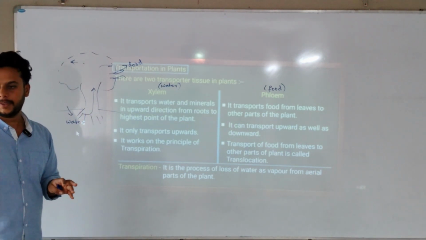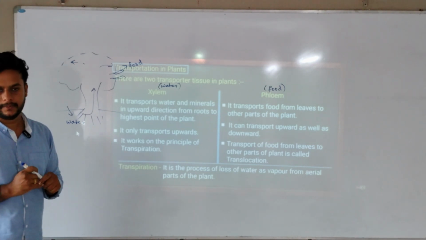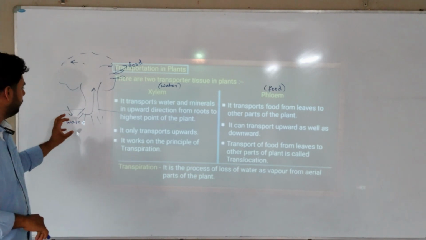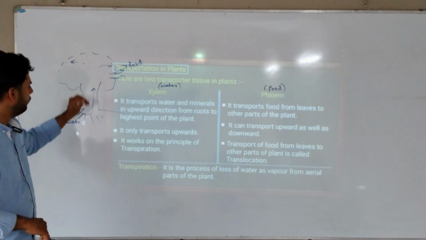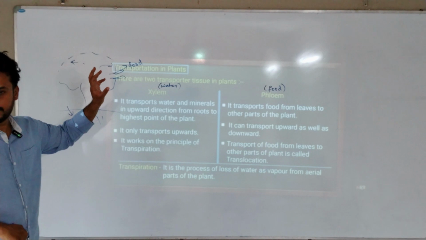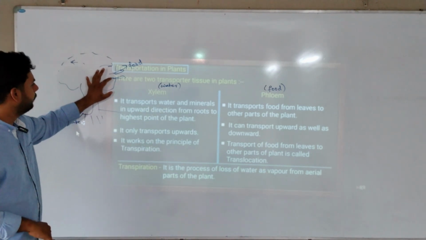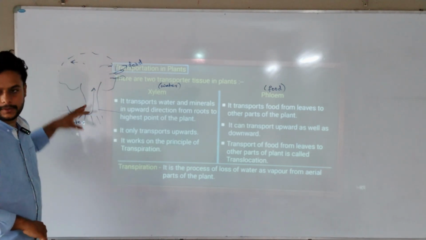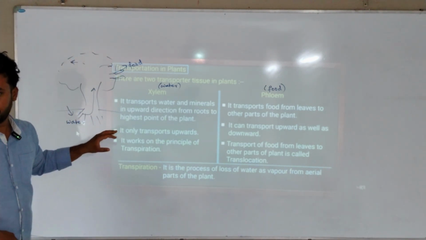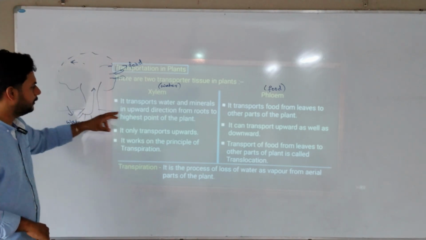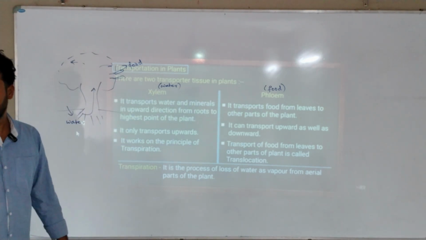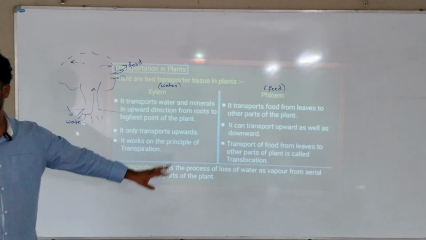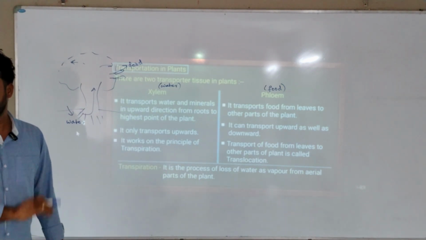Xylem means what? Stop writing. I will give time. When I am teaching, don't write anything. Xylem transports water and minerals in the upward direction from roots to all parts of the body. Phloem: the food is prepared in the leaves and transported from the leaf to all parts of the body. Getting? So here it's going in the downward direction, here in the upward direction. That's the first difference. This difference has been asked many times. Any question from 9th standard, 10th standard, this is a fixed difference.